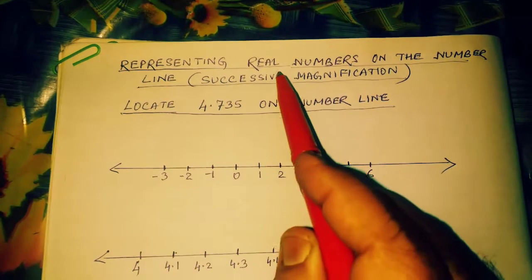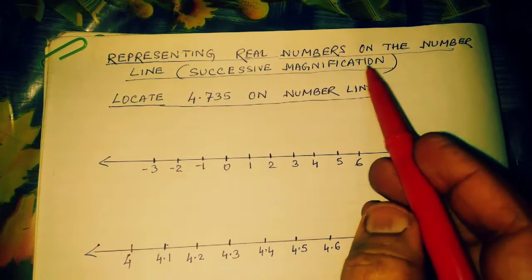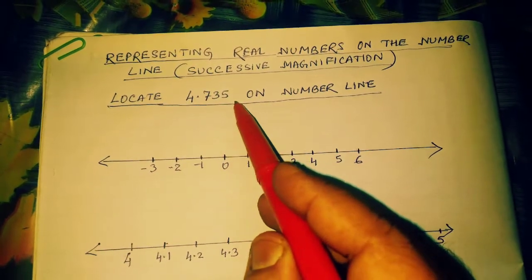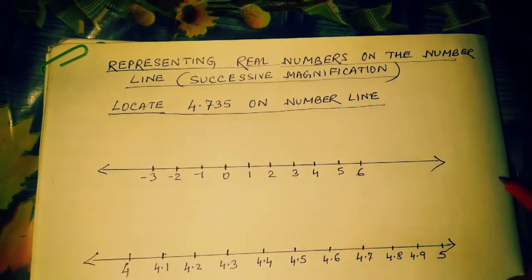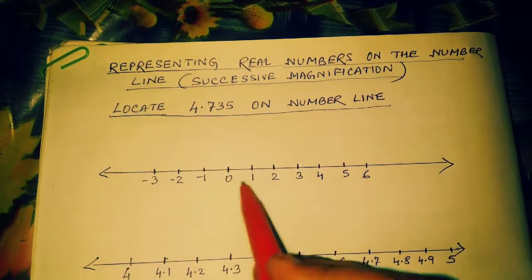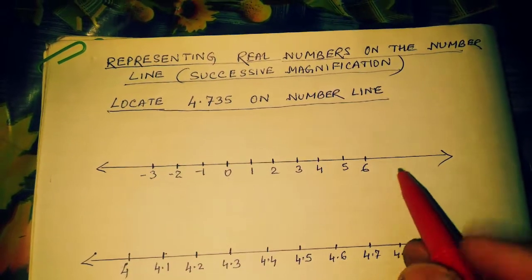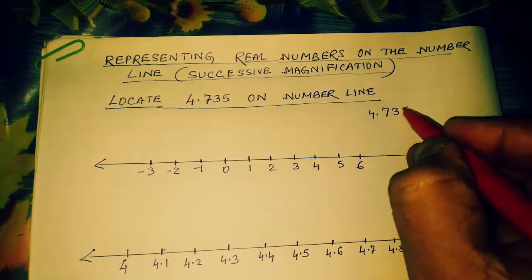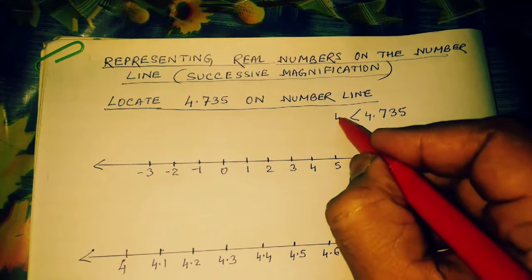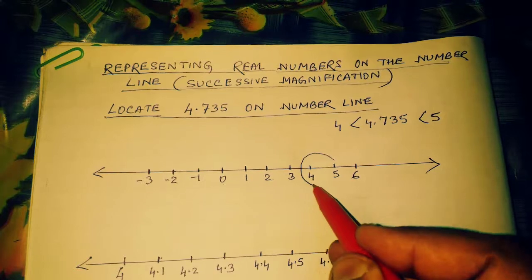Clear, student? Now I'll explain representing real numbers on the number line by successive magnification. So it is given 4.735, locate on the number line. So I can locate by successive magnification, that we will follow over here. You know, here in the number line, zero's left hand side generally is negative numbers, and zero's right hand side are the positive numbers. Since the number given here, 4.735, lies between 4 and 5 clearly.